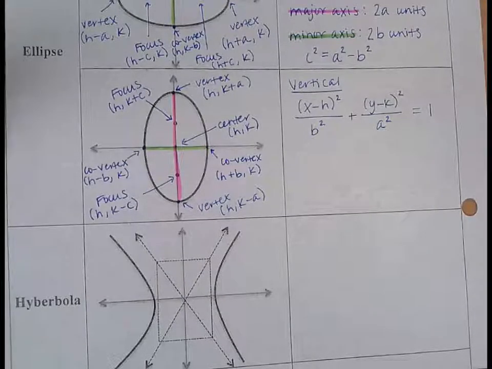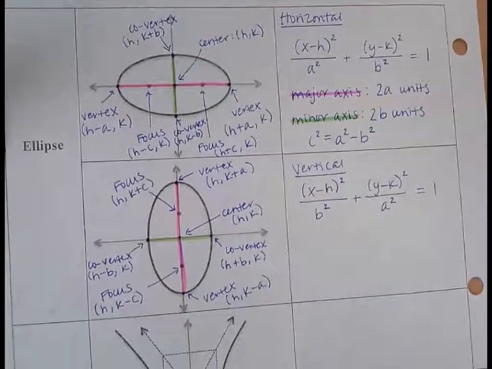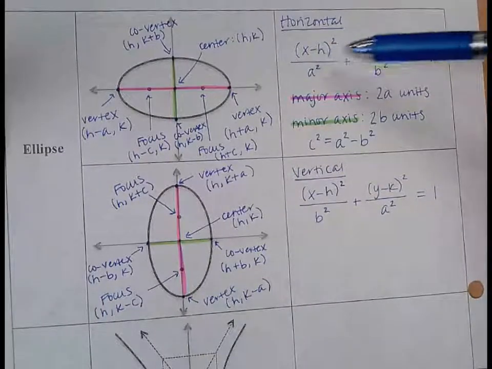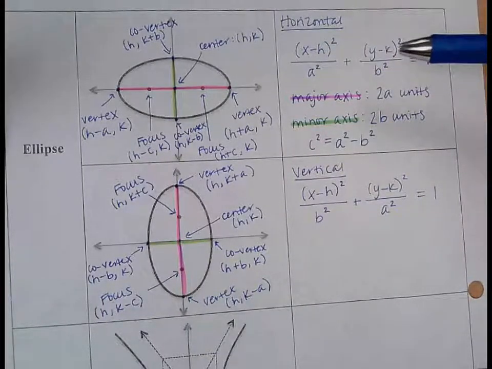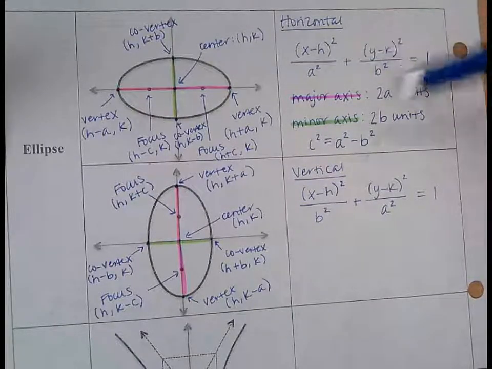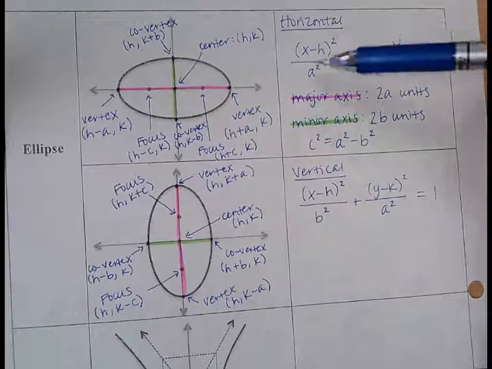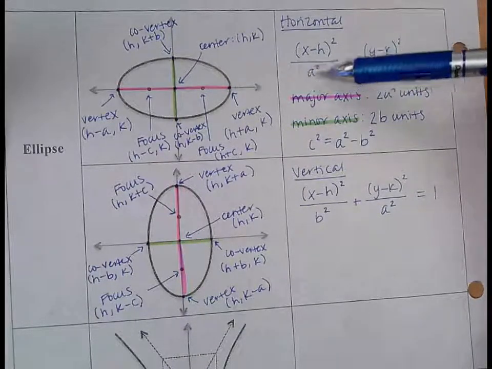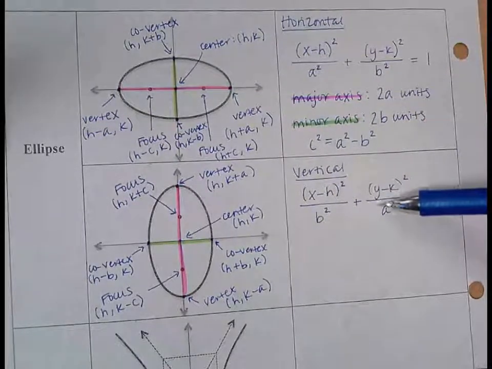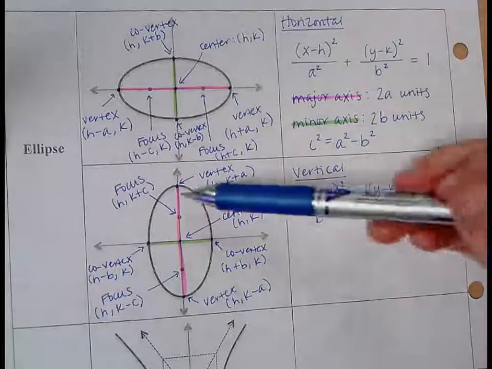And one thing I also want you to realize is when you have the equation of an ellipse, these two terms could be switched around because it is a sum of those two terms. So what you have to pay attention to, again, is the larger value. If it's underneath the x, it's a horizontal ellipse, and if the larger value is underneath the y, it's a vertical ellipse.